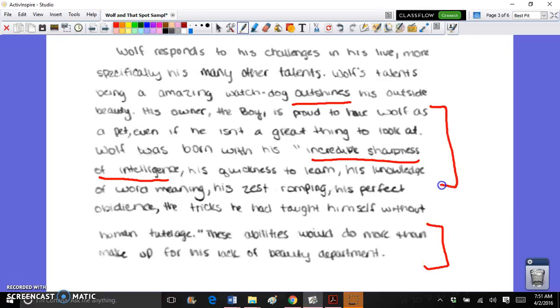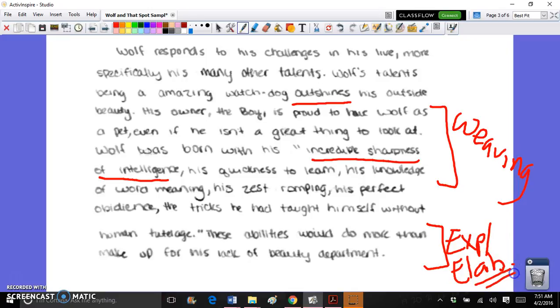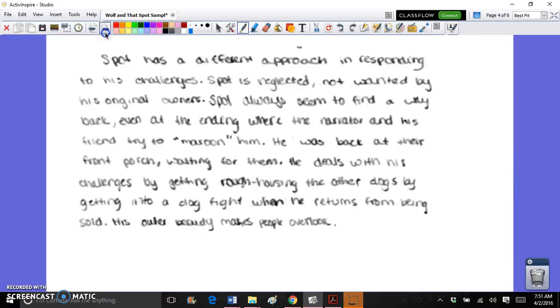Okay, you've got a wonderful job weaving an indirect and a direct quote, and then you do have explanation or elaboration. Again, these are all very strong level 4 essay qualities.